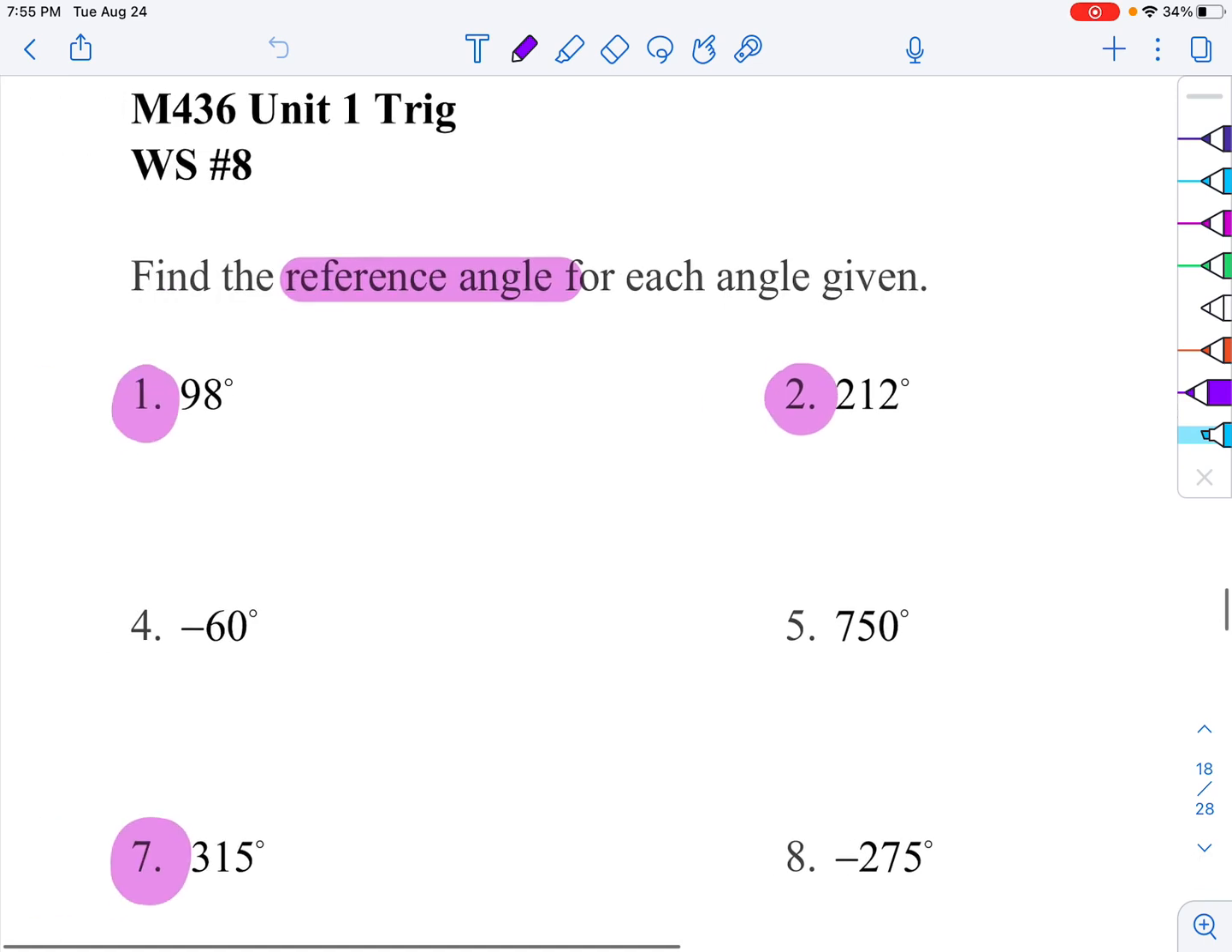So like 98 degrees. What quadrant is 98 degrees in?